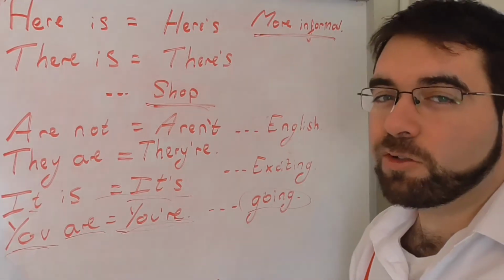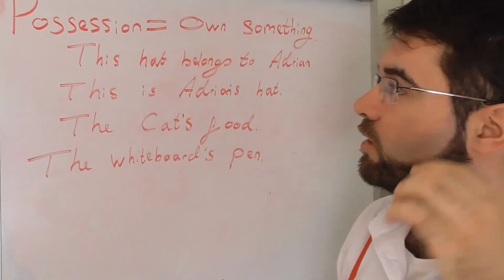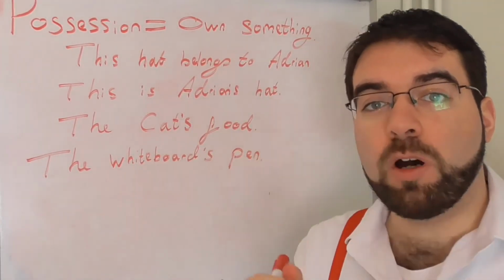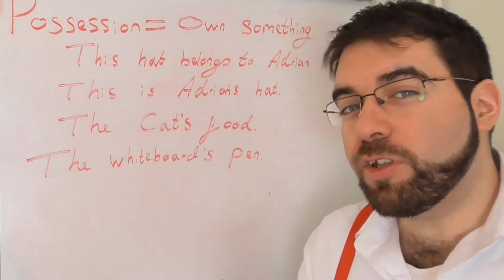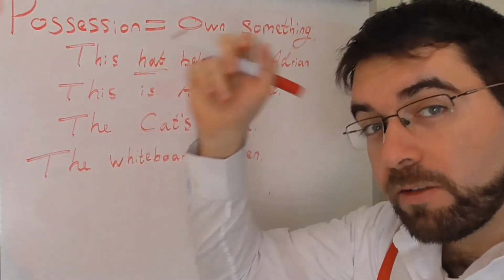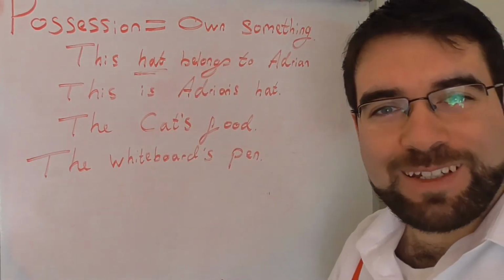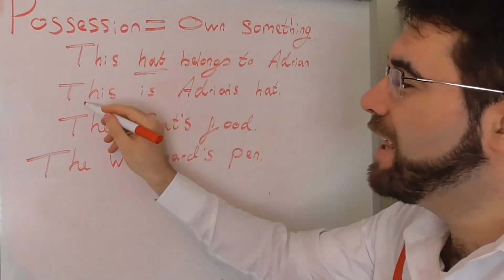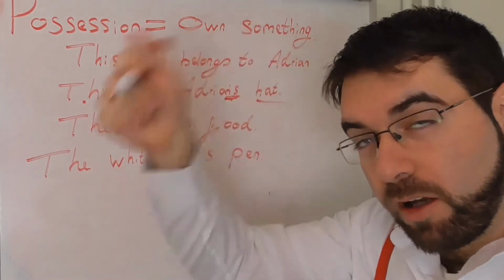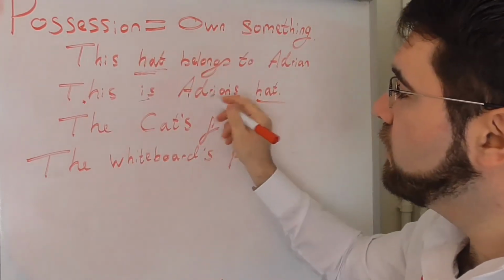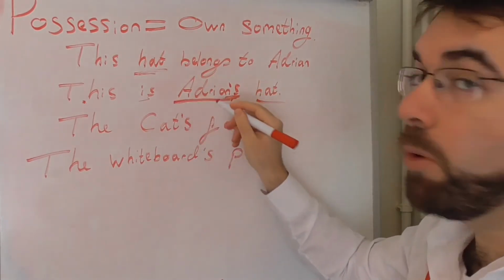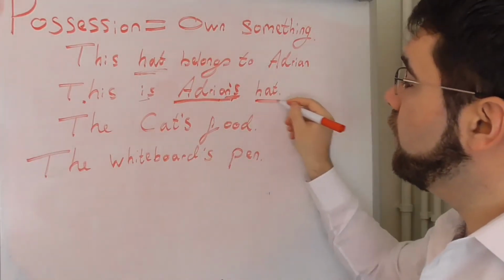Let's keep going. Let's look at some more English. So let's look at possession. So, own something. What do you have? What do you own? What belongs to you? What do you possess? So, this hat belongs to Adrian. How cool is that? This is Adrian's hat. We just add apostrophe S to the noun, to the person it belongs to, or thing, and the object.